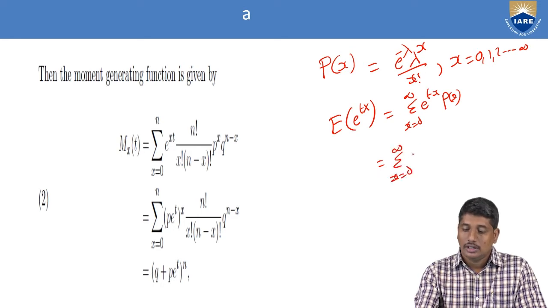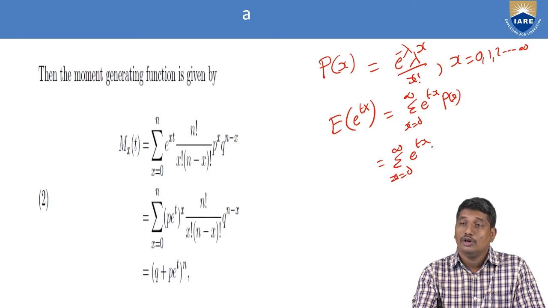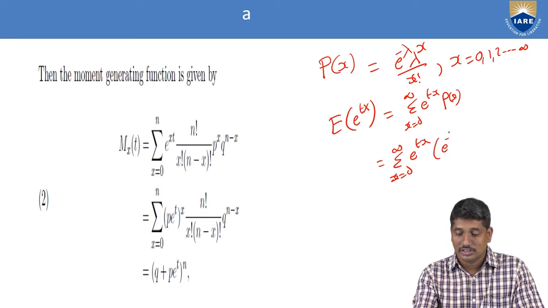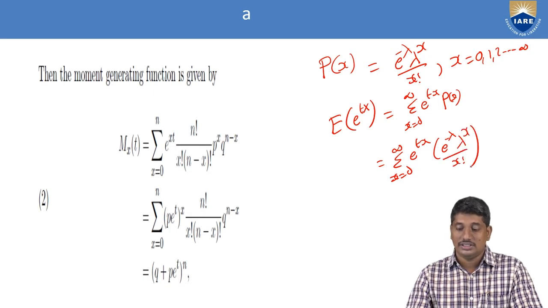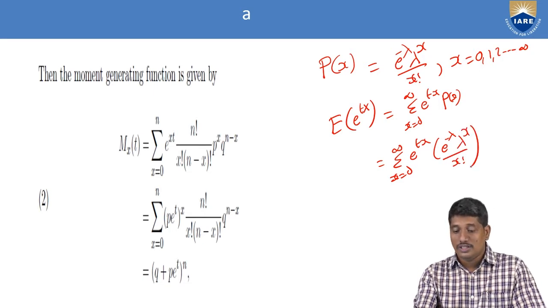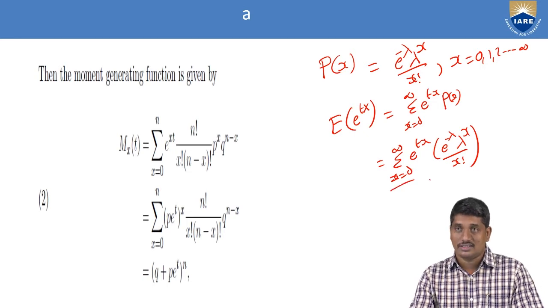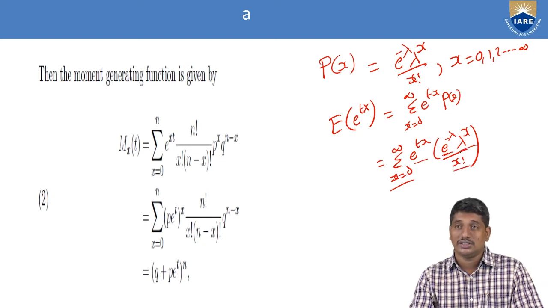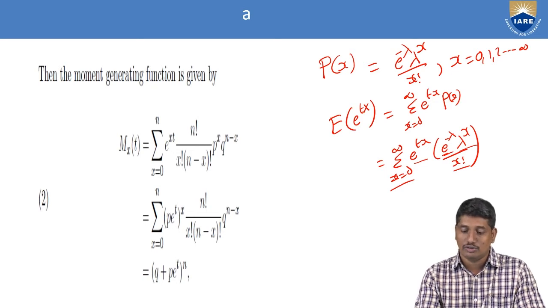Now e power tx, what is p of x? Poisson distribution, that is e power minus lambda, lambda power x by x factorial, isn't it? Now, what is the variable here? Variable is x. So this contains x, this contains x, this contains x, but this term does not contain x. So that is a constant. It can be written outside.